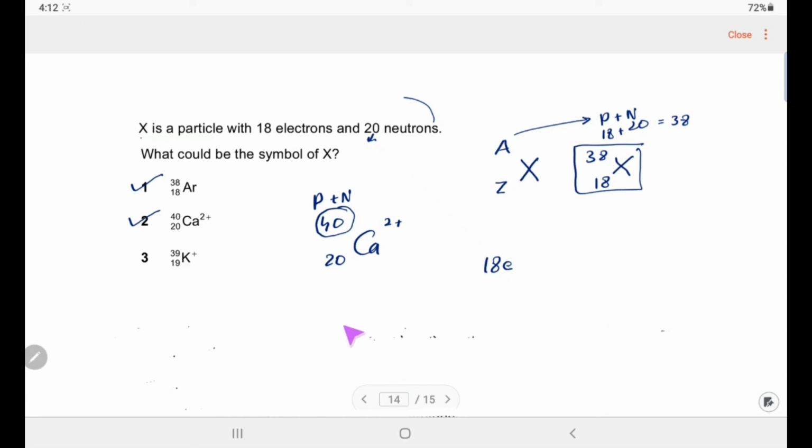Coming towards the potassium ion, that is positive 39 and 19. Now it says that it has 18 electrons, but over here in potassium, 19 are protons, and one electron is lost by it. So there are 18 electrons. Next, it has 20 neutrons. So 39 minus 20 becomes 19. So we can represent this particle by the potassium ion also. So 1, 2, 3, all the given statements are correct.